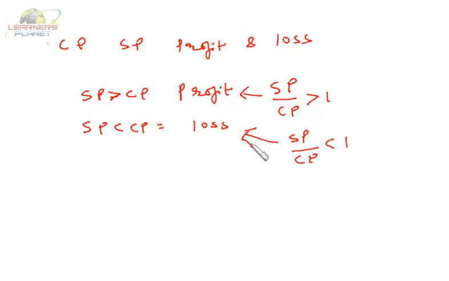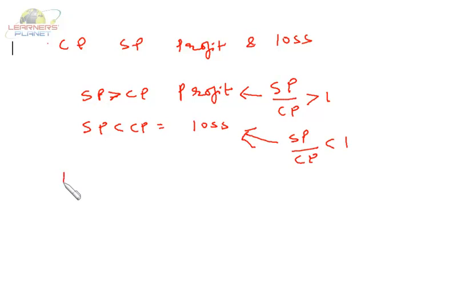Okay, so sometimes the data are not given directly in the form of SP and CP. Sometimes the ratio is given. So you should be able to find out whether it is a profit or loss. So just observe, if SP by CP, that is selling price by cost price fraction, or this expression is greater than 1, then definitely there is a profit. And if this expression is less than 1, then there is a loss. Now, in the very next step, let's find the percentage profit and percentage loss with this ratio. Okay, just listen to me very carefully.